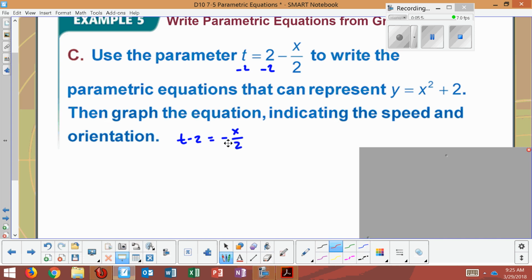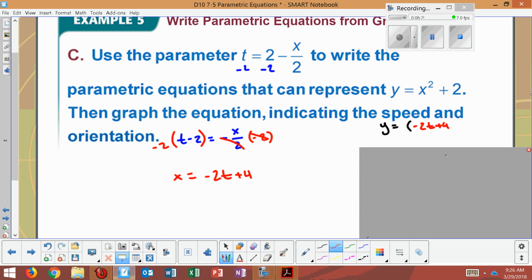Last step I'm going to do is, right now I'm dividing by negative 2. I'm going to multiply by negative 2 on both sides. So this time, that goes away with that. And so I'll have x equals negative 2t plus 4. Now I know what x equals. I plug it in to the other equation. And so I would have y equals, and here I'm going to have negative 2t plus 4.